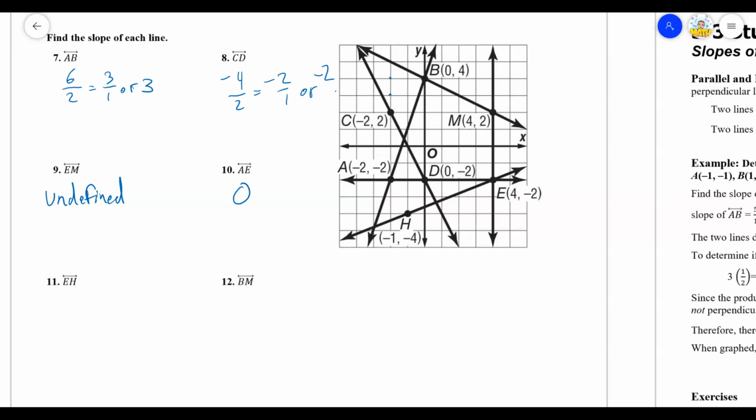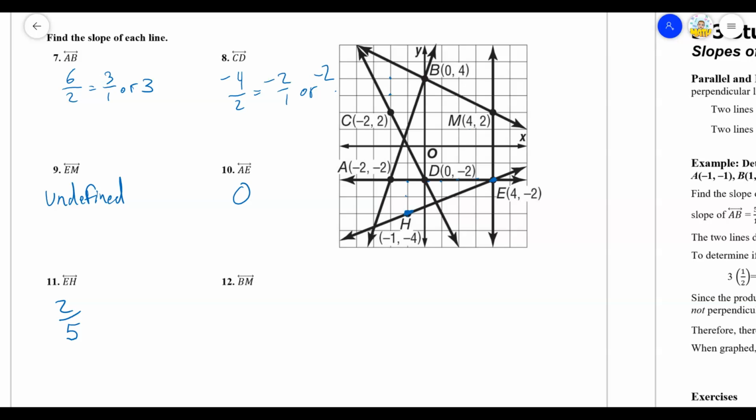From E to H. So even though they list E first, H is the leftmost point. So in order to move from left to right, I'm going to start at H and move to E. Even though that says EH, start at H and go to E. In order to get from H to E, we're going to have to go up. So this will be a positive slope. So I go up 1, 2, and then I'm going to go over 1, 2, 3, 4, 5. So that's a slope of 2/5.